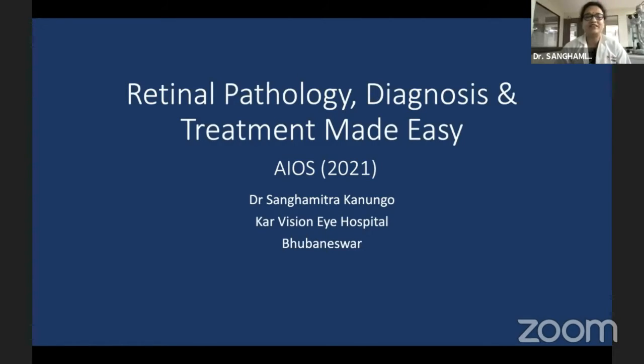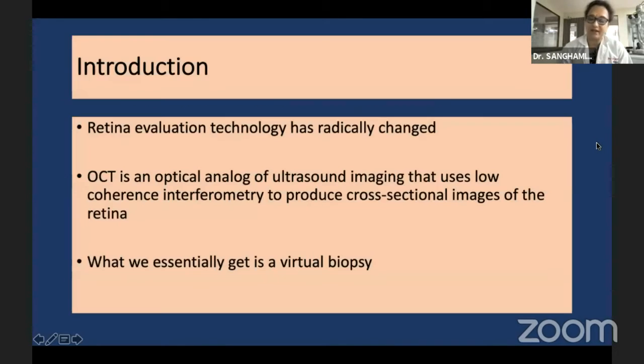OCT retinal pathology, diagnosis and treatment made easy. So now, I joined the meeting late. So from what I heard from Dr. Rao, I think most of the slides have been covered. For an introduction, the retinal evaluation technology has radically changed over the period of time. OCT is just an optical analog of ultrasound that uses low coherence interferometry to produce cross-sectional images of the retina. What we essentially get is a virtual biopsy.